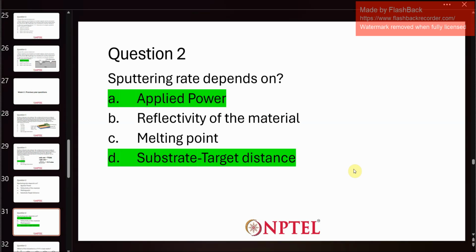The argon is hitting the target material, that might be gold or silver, and then it is going up and hitting the substrate. So if the power is less, if the power in the argon is less, it will not actually reach the substrate, or a very small amount will reach the substrate. So that is the applied power.